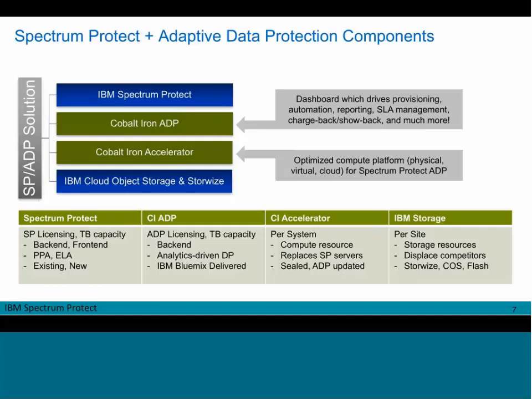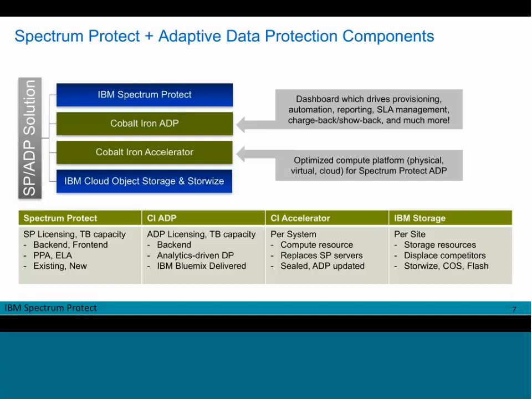The second portion is also software. It's the Cobalt Iron Adaptive Data Protection. This is licensed on terabyte capacity back-end, and it's analytics-driven data protection. It brings those capabilities and automation. The third area is the Accelerator. This is the compute resource for the Spectrum Protect server.